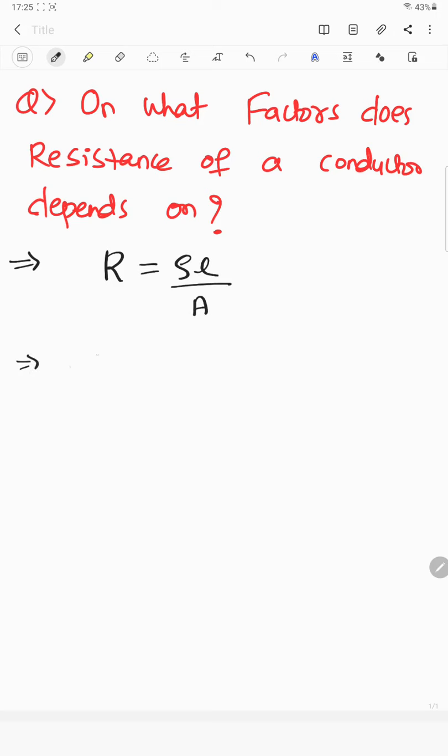You know that resistance is directly proportional to length, right? So resistance is directly proportional to the length of the conductor. If you increase the length, the resistance will also increase. If you decrease the length, the resistance will also decrease.